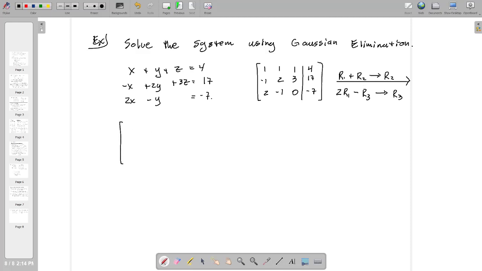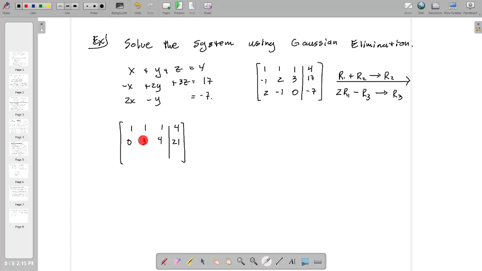Our next matrix is going to be row 1 plus row 2, we replace row 2. Now, since we're not touching row 1, I'm just going to rewrite row 1, 1, 1, 1, 4, and of course my augmented matrix. Now I'm taking row 1 plus row 2 and replacing row 2, so we do 1 plus -1, and that's 0. And we should get a 0 here because we designed it to be a 0. We want it to be a 0. Now we do 1 plus 2 is 3. 1 plus 3 is 4. 4 plus 17 is 21.